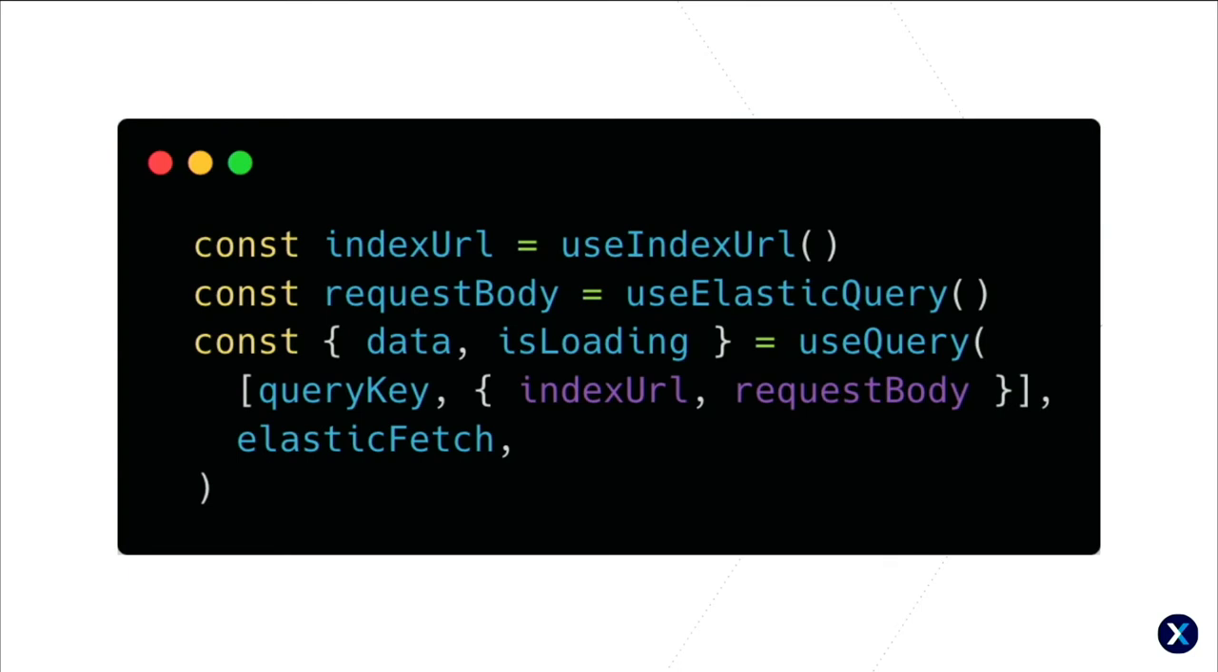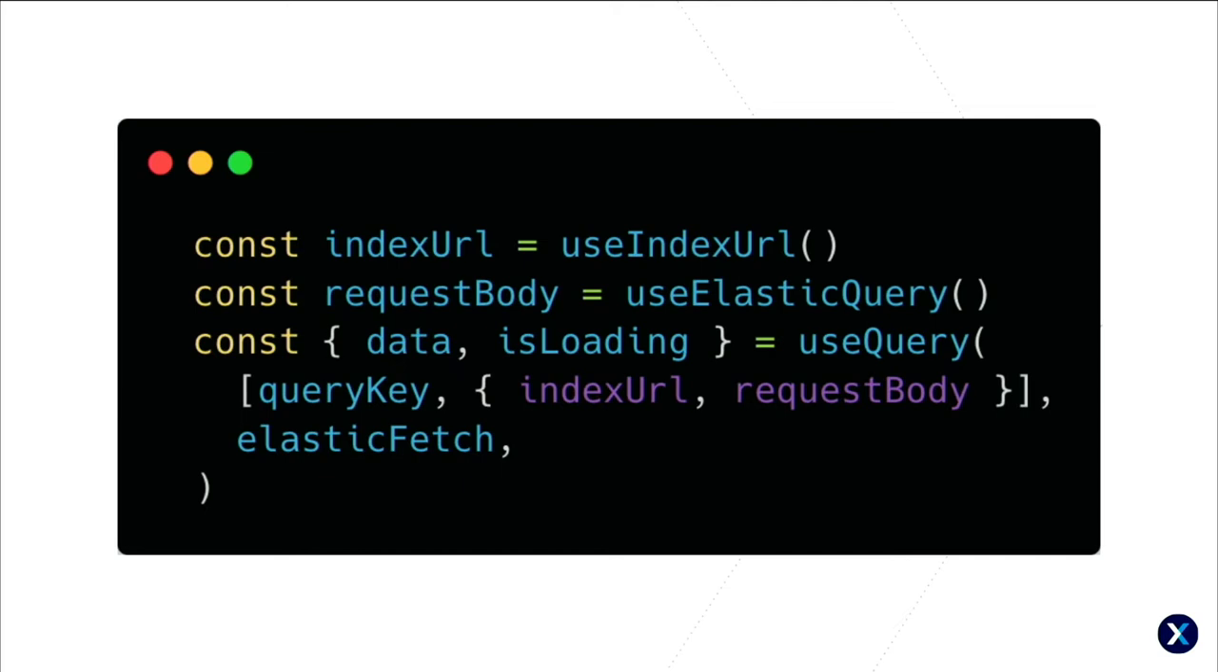So this is an example of using a TanStack Query and actually hitting OpenSearch. Up the top, we're getting our index URL and our request body from context providers, which we're going to cover in a little bit. And then lastly, we're using the useQuery hook, which is from the TanStack Query library.